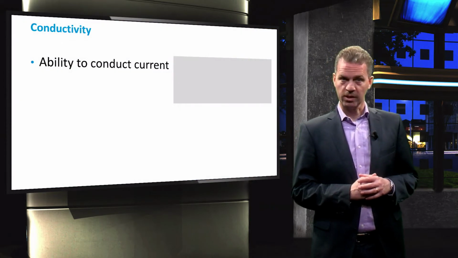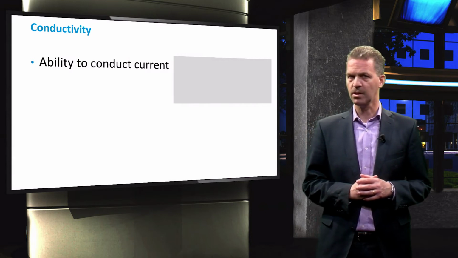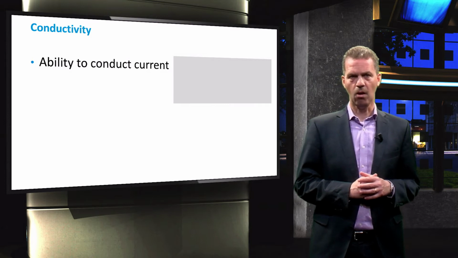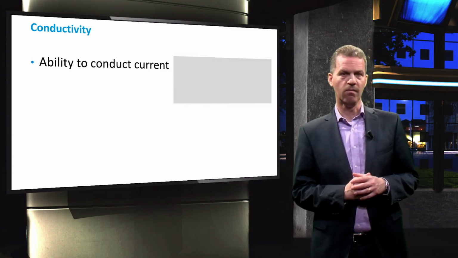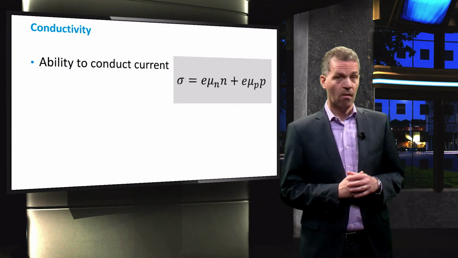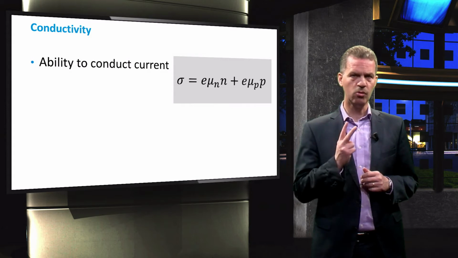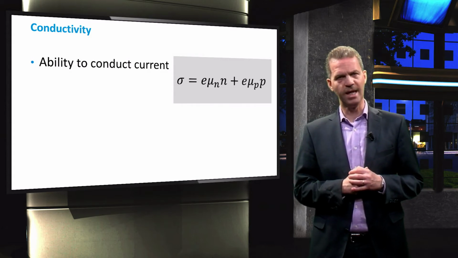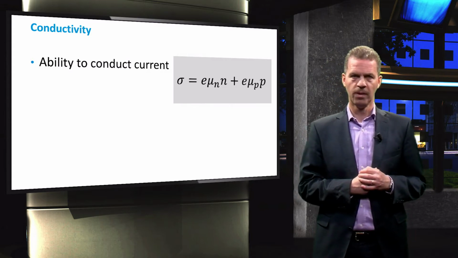The electrical conductivity of a semiconducting material quantifies the ability of that material to conduct electrical current. The conductivity, often represented by the Greek letter sigma, is given by the following equation. From this equation we see that the conductivity contains two terms. The first term is related to the conduction of free electrons and the second term to that of free holes.